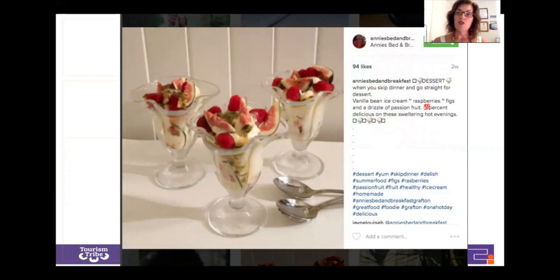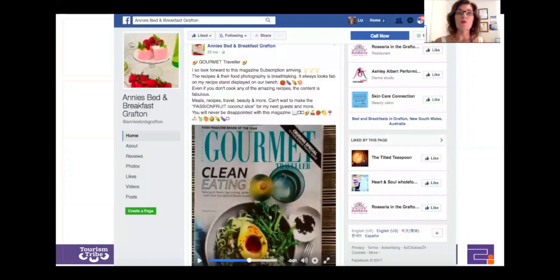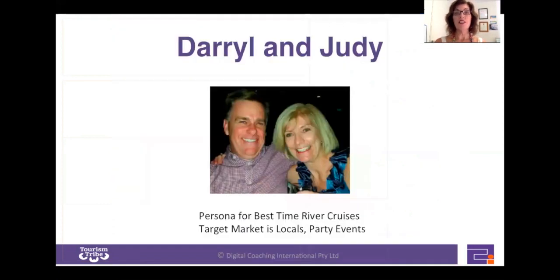And this then goes further when you look at her Facebook posts, and she's really passionate about the next issue of Gourmet Traveller. So once again, you can see that real connection on a personal level to a particular persona that she has. So I think that's a really great demonstration of that. So personas, how do you develop them?